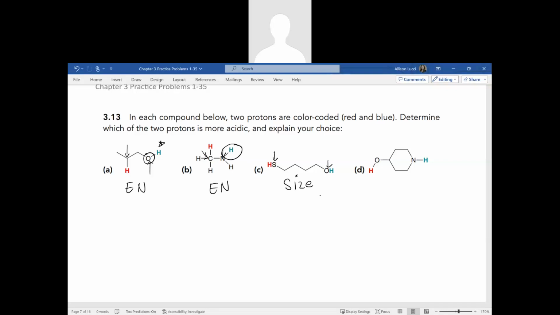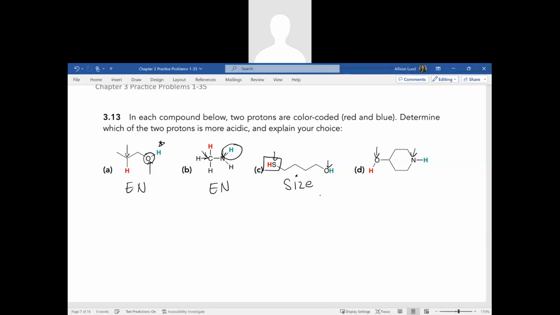So sulfur is larger than oxygen and therefore can better stabilize the negative charge that results upon deprotonation. So this more stable, weaker conjugate base would indicate a stronger parent acid. So that means that in turn, this proton on the sulfur atom is more acidic than the proton connected to the oxygen.